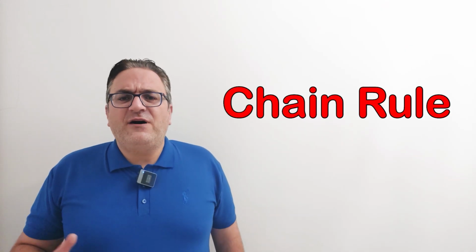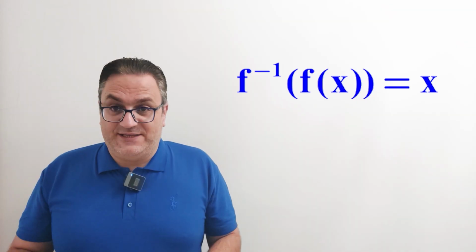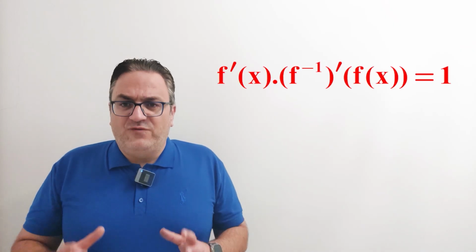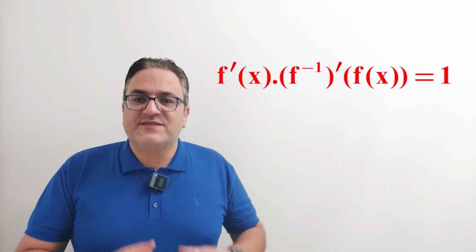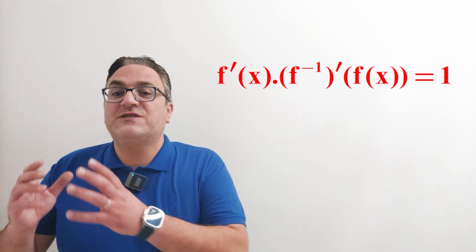We know that a function and its inverse undo each other. So we have f inverse of f of x is equal to x. Okay? Now let's take the derivative of both sides. On the left, using the chain rule, we get f prime of x times f inverse prime of f of x equals 1.